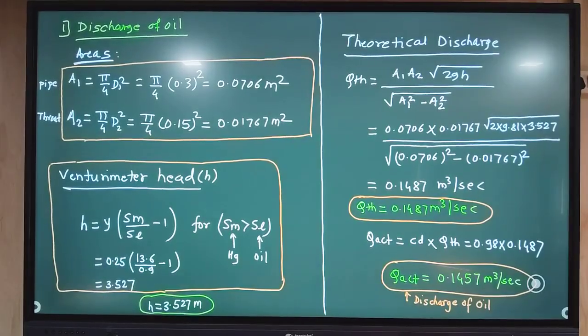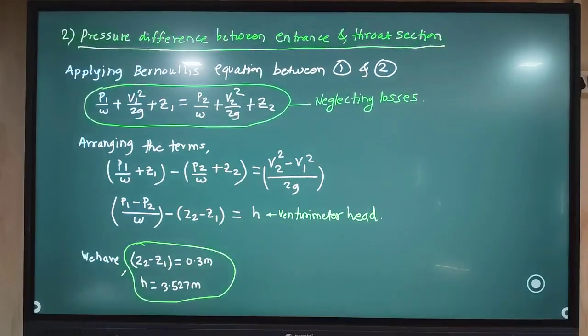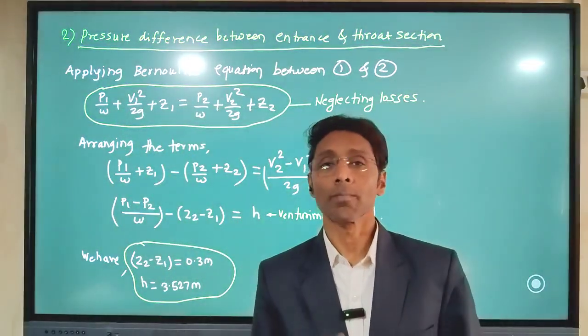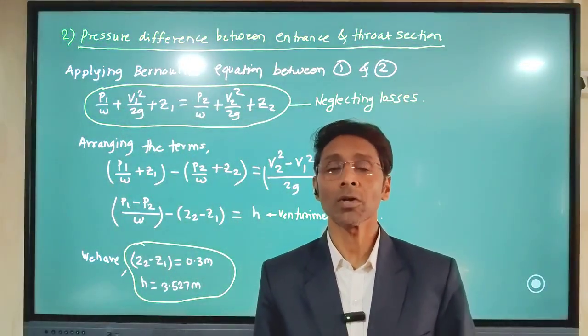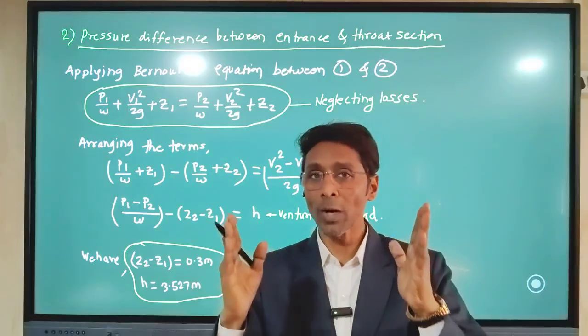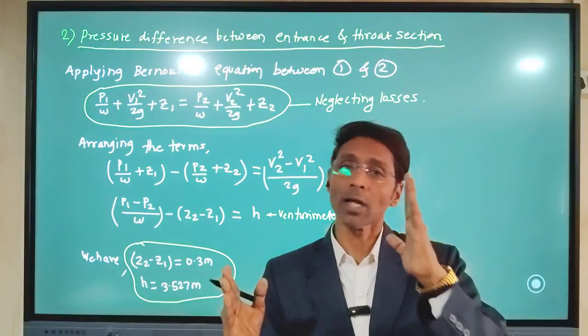This was the first part of the calculation, that is the discharge of oil. The second part of the calculation is the pressure difference between the entrance and throat section. For that purpose we use Bernoulli's equation, applying it between the two sections of the pipe: section 1, that is the pipe, and section 2, that is the throat.